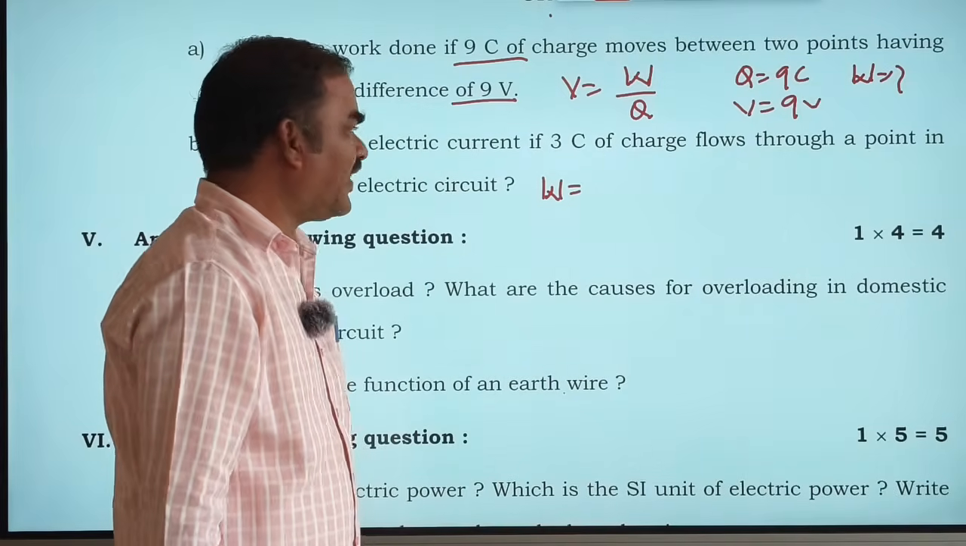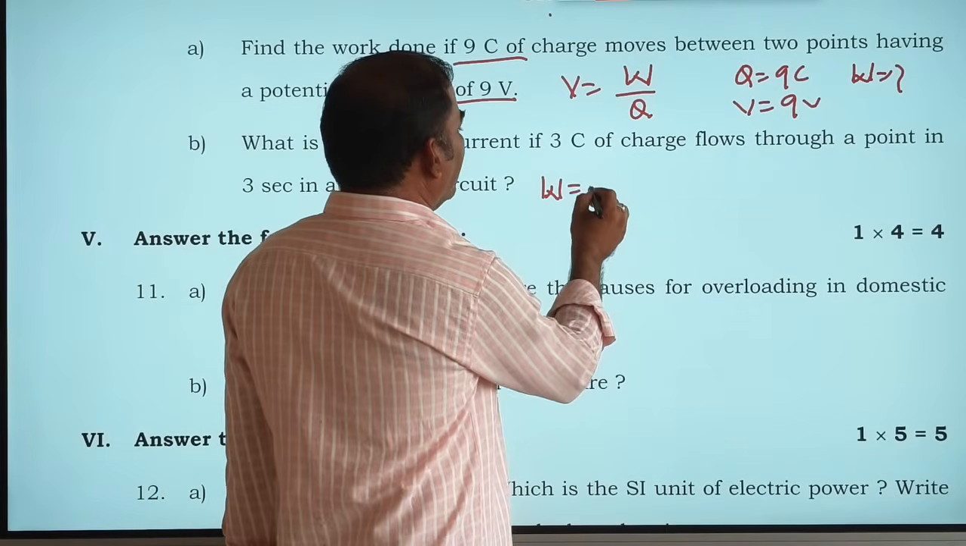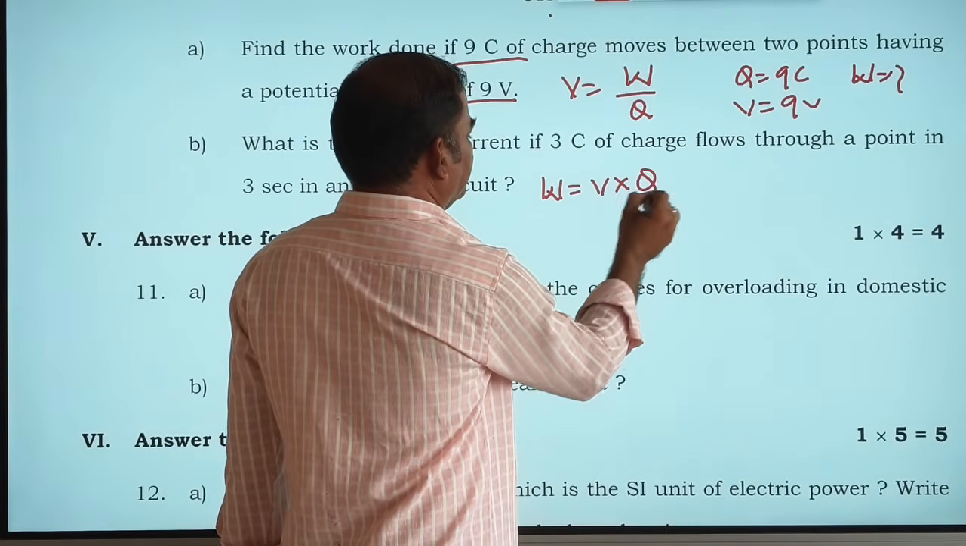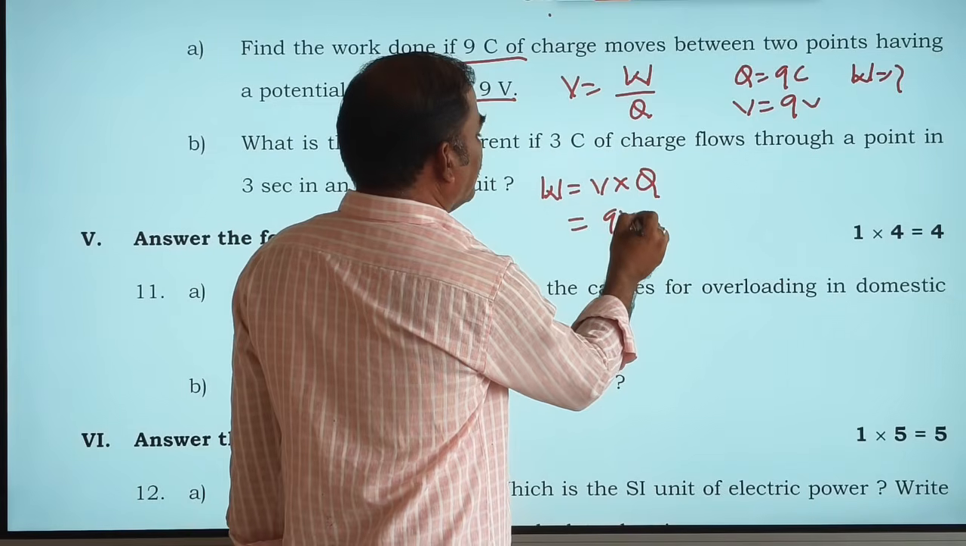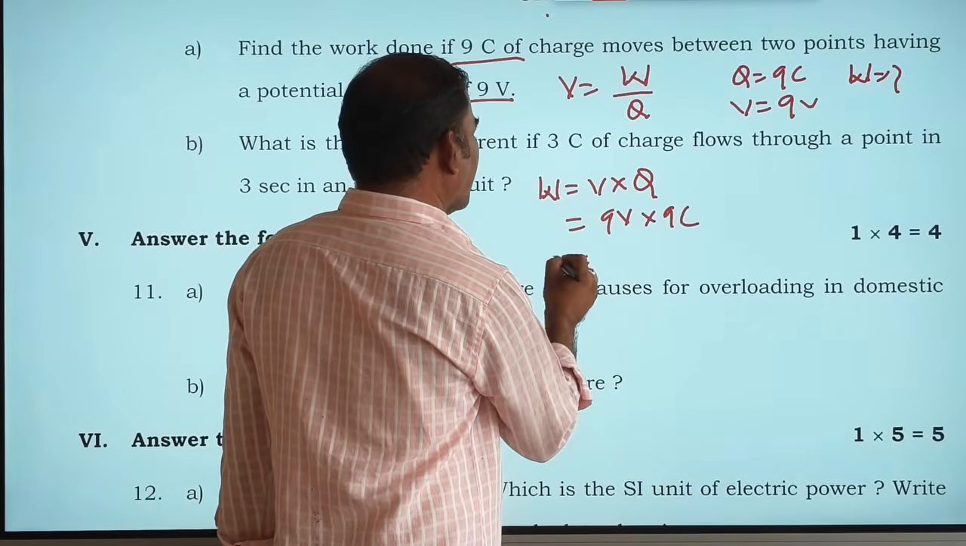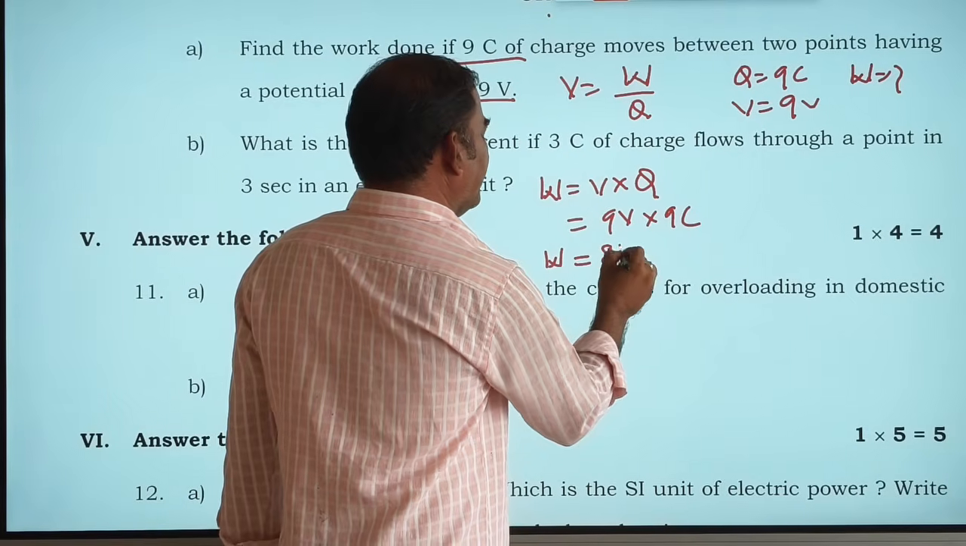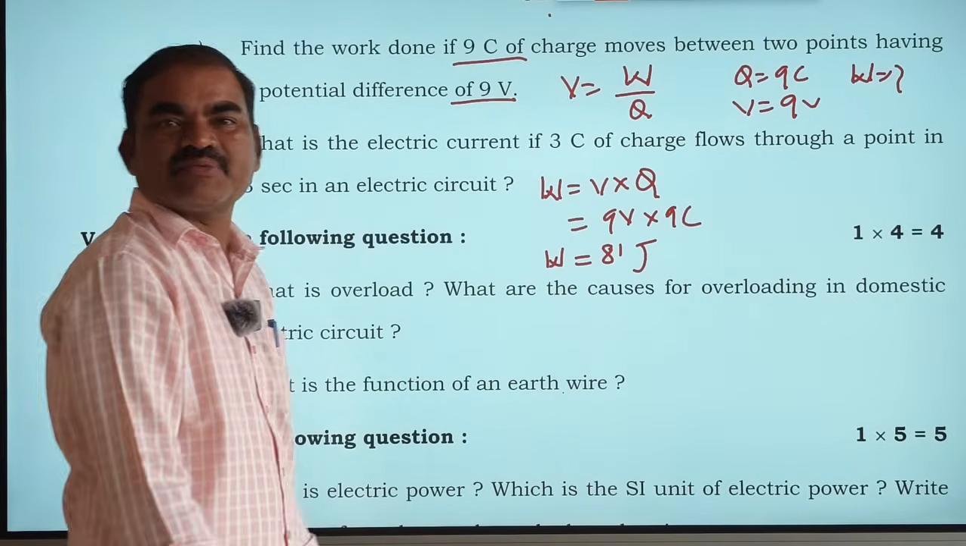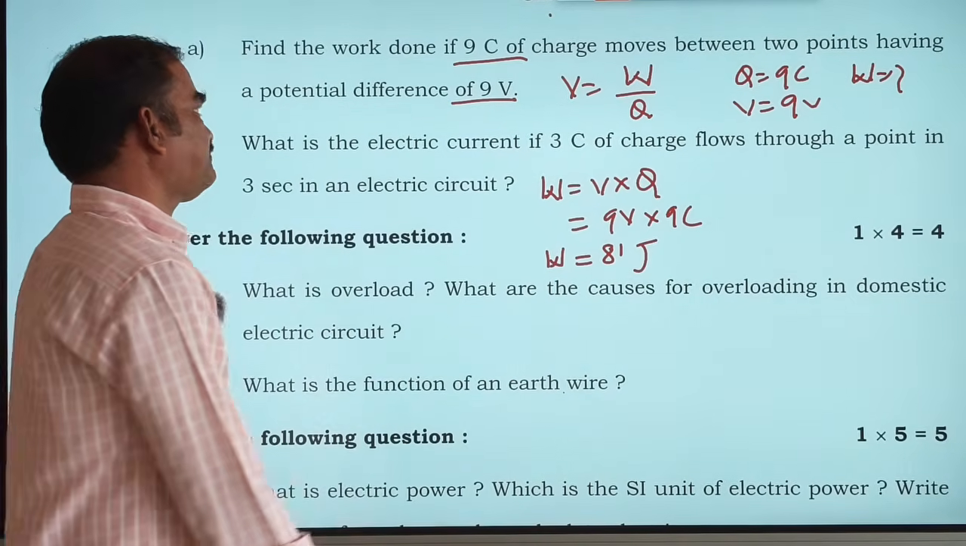W, work done, you have to find. So W equals V into Q. V is 9 volt into Q is 9 C. So work done equals 81 joules. Work done is measured in joules.